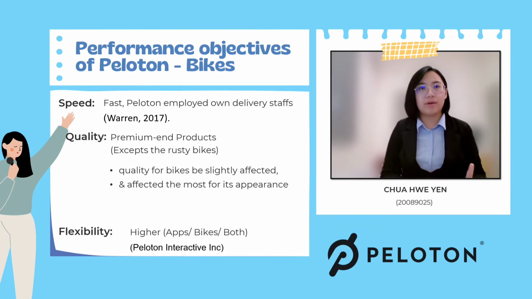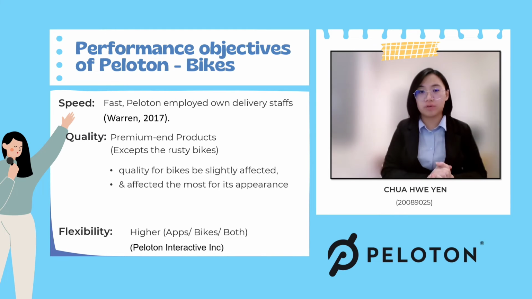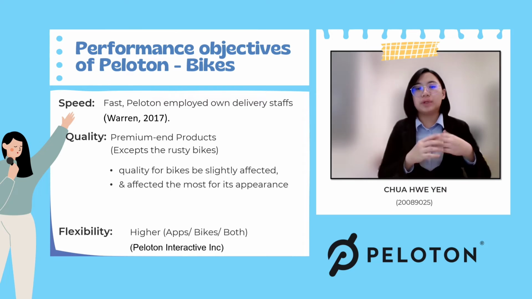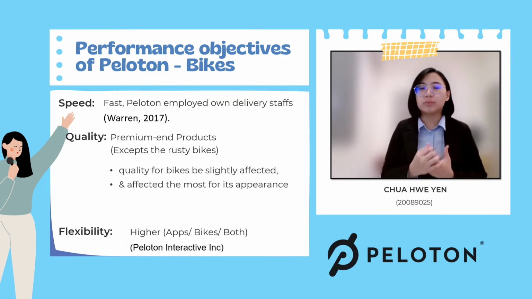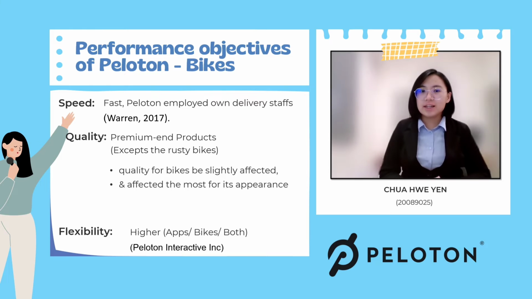But when the rusty bike issue happened, laborers began noticing peeling paint at the inner frame of the seats and the grips. They were instructed to cover it with a corrosion converter. With these actions, quality of the bikes might be slightly affected, and if affected, it would mostly be the appearance. For flexibility, I would say flexibility is higher, as consumers can choose to purchase the bikes only, or the apps only, or purchase both and subscribe to the apps together.